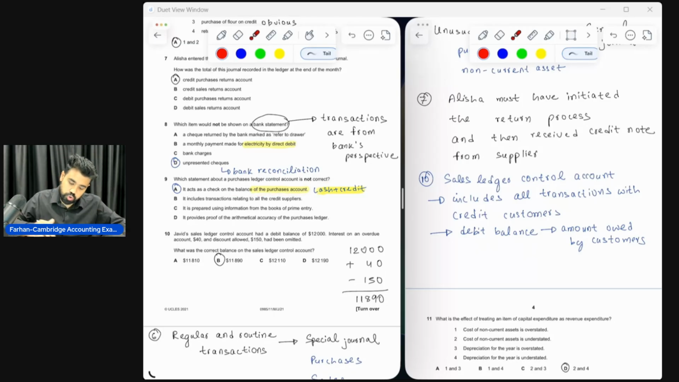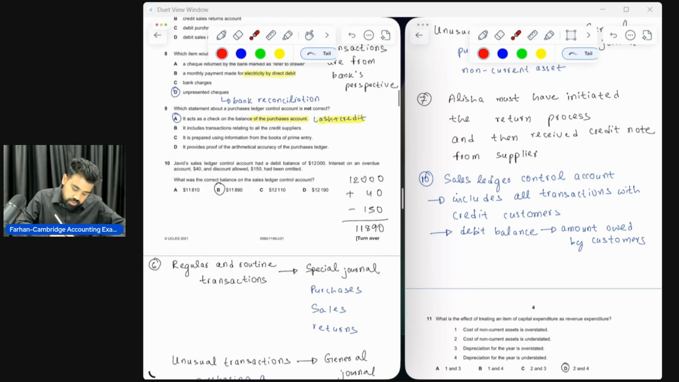Now let's go to number 10. Javed's sales ledger control account had a debit balance of $12,000. Interest on an overdue account of $40 and discount allowed of $150 had been omitted. What was the correct balance on the sales ledger control account? Now, when we think of a sales ledger control account, it includes all the transactions with credit customers, right?